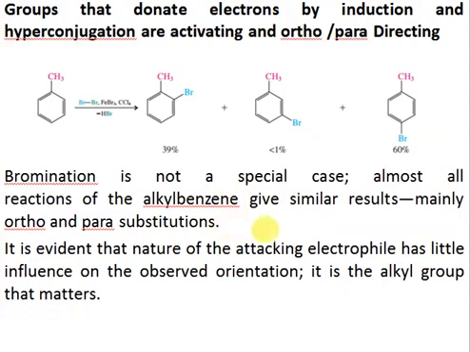So it's evident that the attacking electrophile is not affecting the orientation, right? The orientation or the directing effect is only determined by the already attached substituent. It's not affected by the electrophile, right? So you must keep in mind that the directive effect or the orientation of the incoming substituent is not affected by the electrophile. It is determined by the substituent which is already present on the aromatic ring, right?